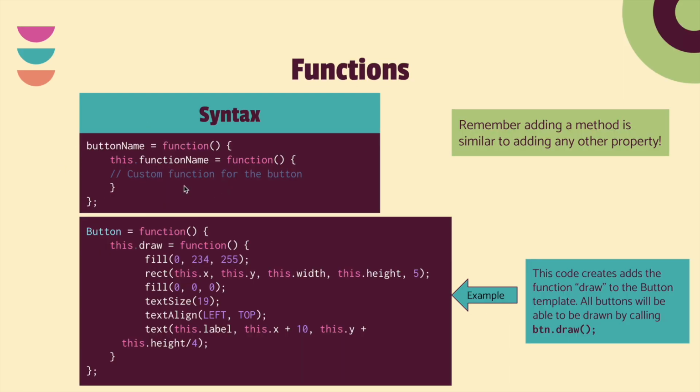Over here, for example, this is the general template. You have this dot function name is equal to function, and if you want to specifically do a draw function, you could name it draw, and then you can set it to these values. Make sure that you're using the x, y, width, and height that you're declaring, and you also want to make sure that you're putting your label there so that the user knows what they're buying. To change the text, you can use text size and text align.